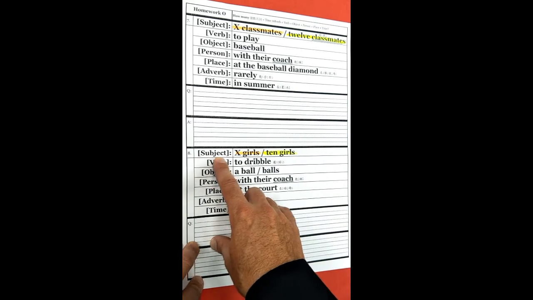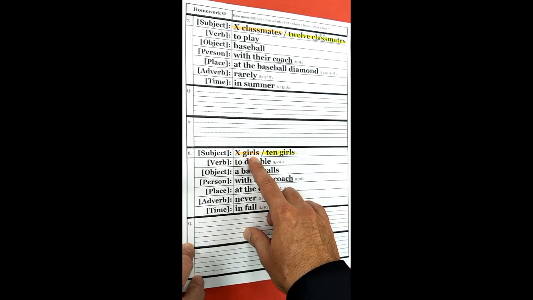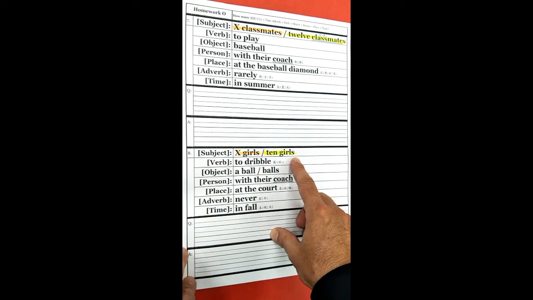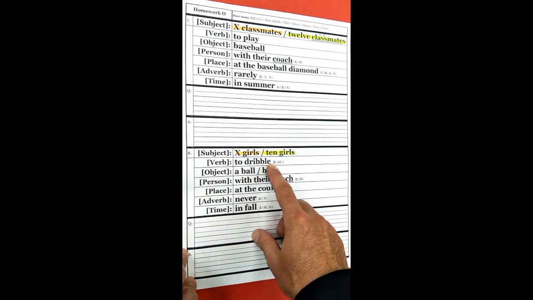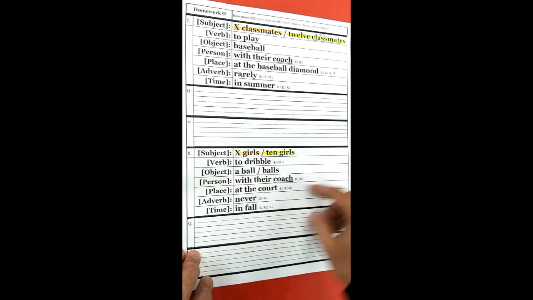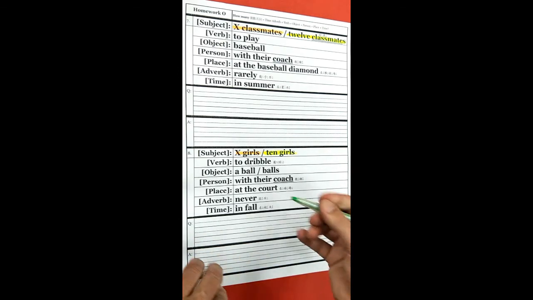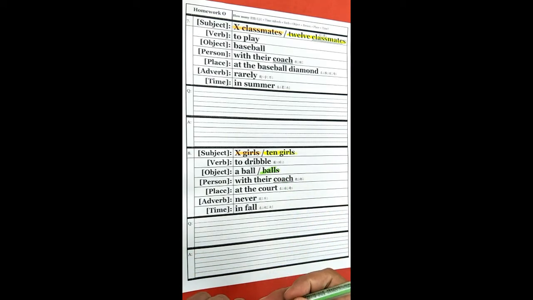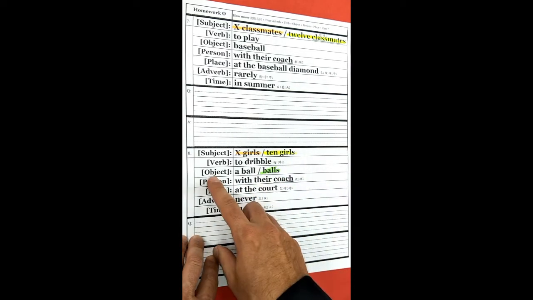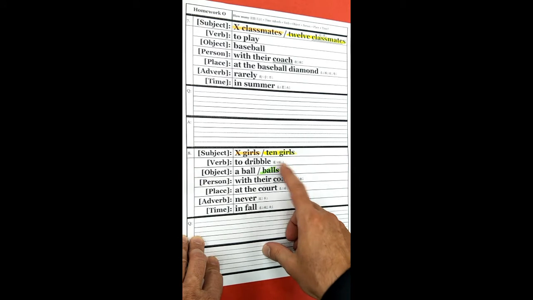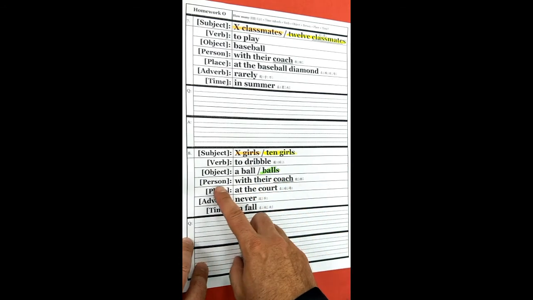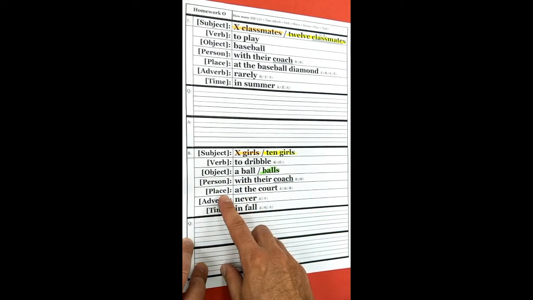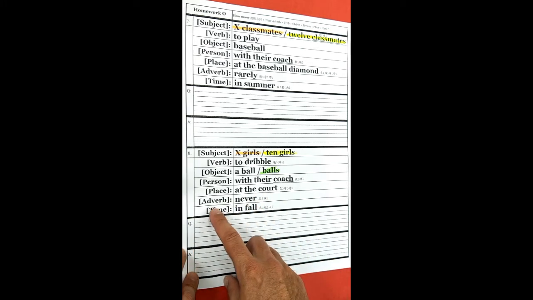Number 8. Subject: girls. 10 girls. Verb: to dribble. Object: balls. We're going to use balls because there are many girls and each girl has their own ball. Person: with their coach. Place: at the court. Adverb: never. Time: in fall.